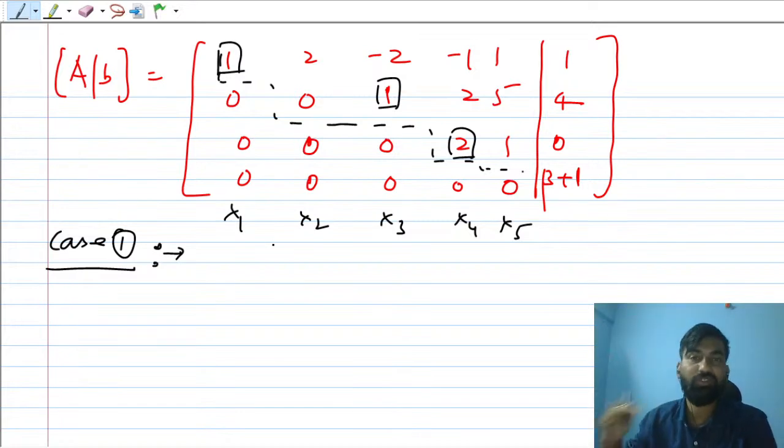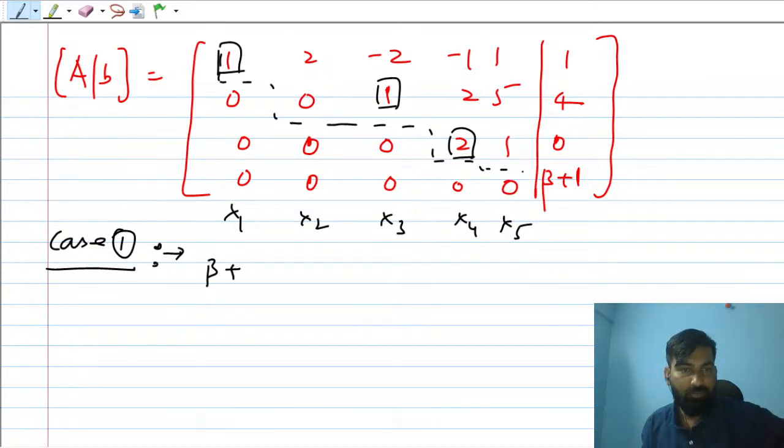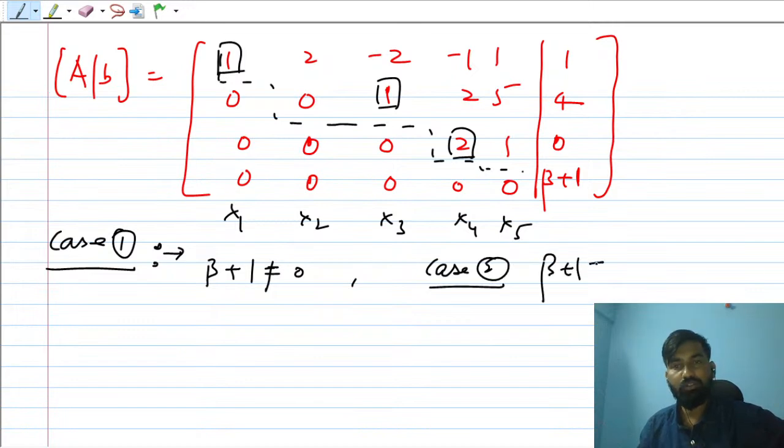If a solution will exist, but in this case everything depends on beta, because you see the matrix A has got one row 0, complete row is 0, right? One row is 0, but this beta plus 1 is not 0, right? So case number 1: beta plus 1 does not equal 0, and case number 2 is what? Beta plus 1 can be equal to 0.